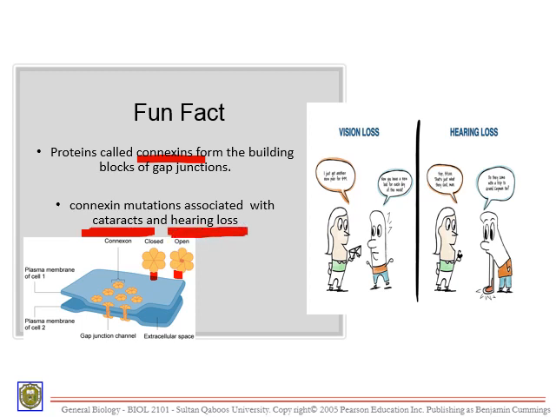Okay, so actually this slide shows you the importance of the proteins that are involved in the gap junctions. If there is a mutation, so this protein is changed, then this could lead to a disease in the eye, or it can lead to hearing loss. Okay, it depends where this connexin is mutated.